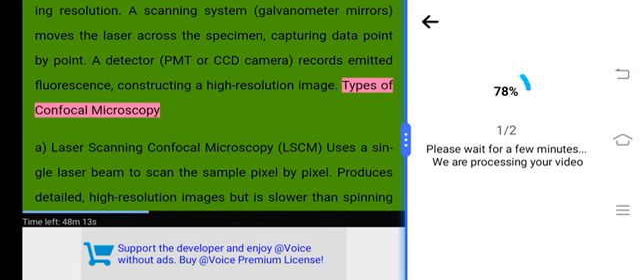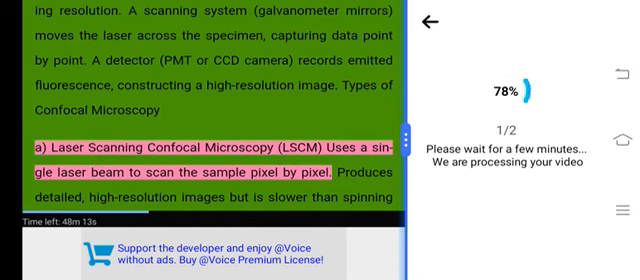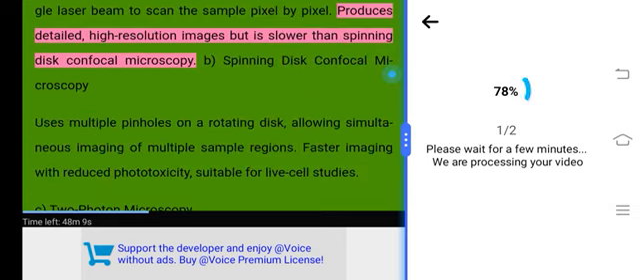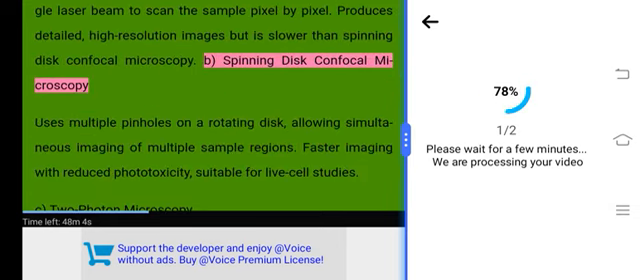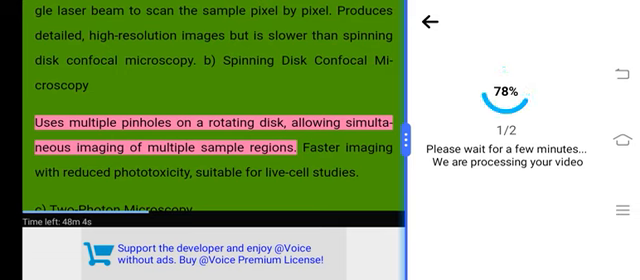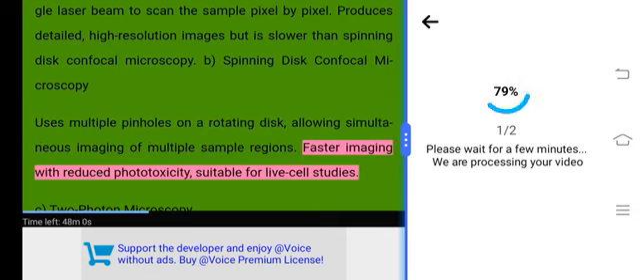Types of confocal microscopy. A. Laser scanning confocal microscopy, LSCM, uses a single laser beam to scan the sample pixel by pixel. Produces detailed, high-resolution images but is slower than spinning disk confocal microscopy. B. Spinning disk confocal microscopy. Uses multiple pinholes on a rotating disk, allowing simultaneous imaging of multiple sample regions. Faster imaging with reduced phototoxicity, suitable for live cell studies.